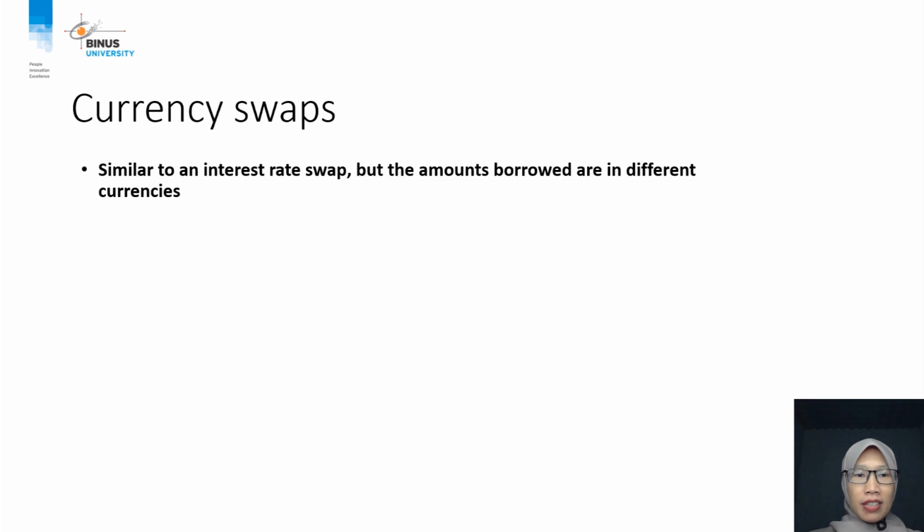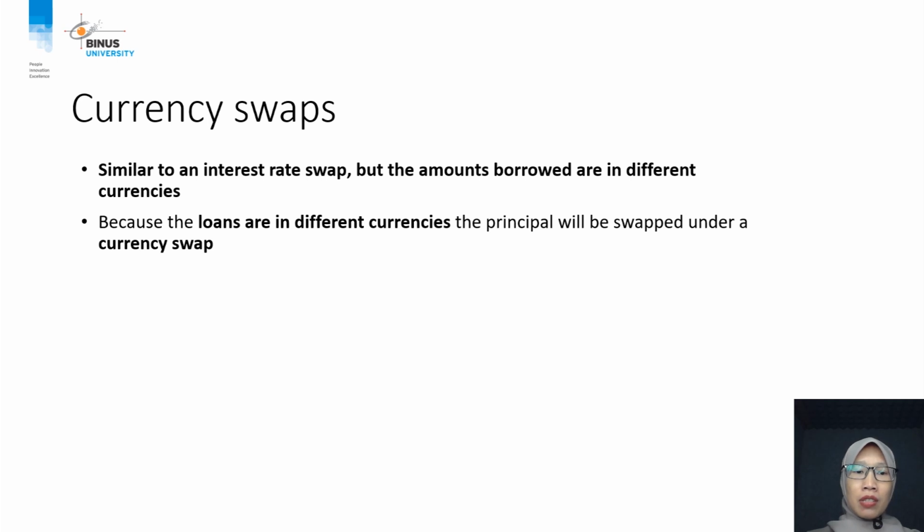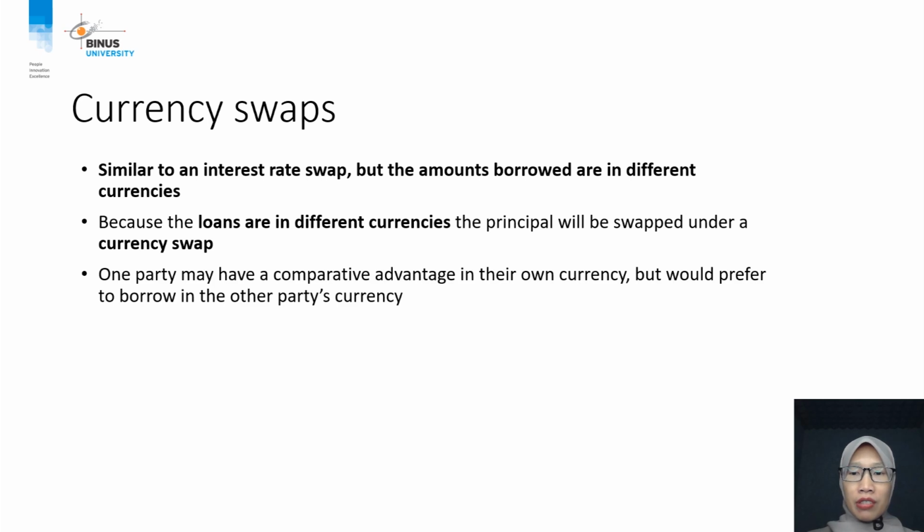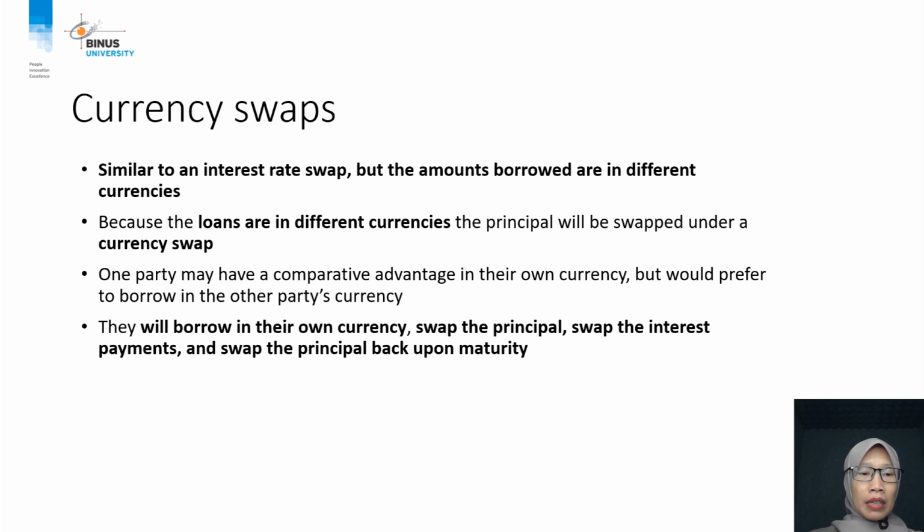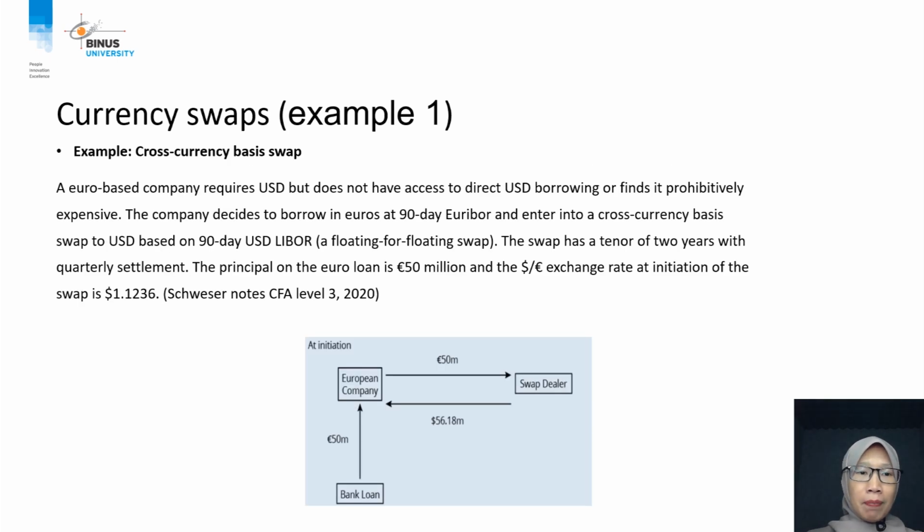The next one is currency swaps. The currency swap is similar to an interest rate swap, but the amounts borrowed are in different currencies. Because the loans are in different currencies, the principal will be swapped under a currency swap. One party may have a comparative advantage in their own currency but would prefer to borrow in the other party's currency. They will borrow in their own currency, swap the principal, swap the interest payments, and swap the principal back upon maturity. This is an example of currency swaps.